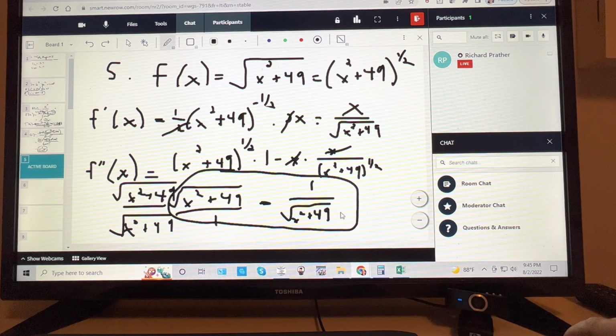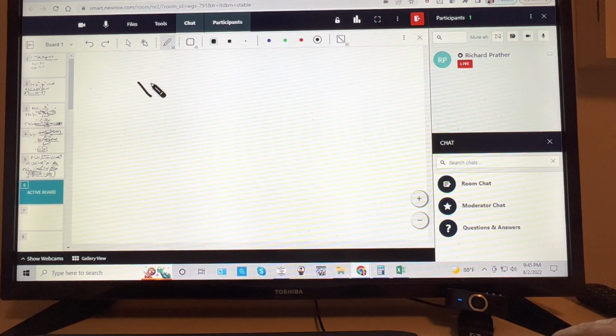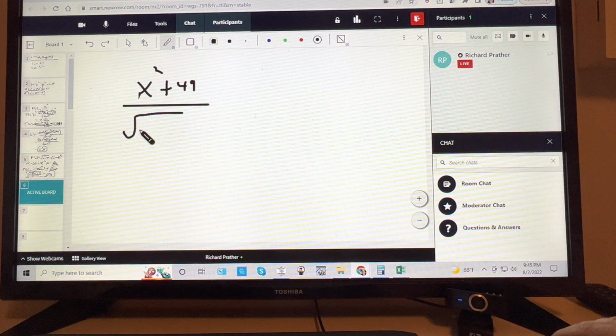That way they're going to both have that in the denominator. And this is kind of nice, but if you ever do a radical times itself, it just equals the inside stuff. So I would have x squared plus 49 over the radical of that minus 1 over that radical.